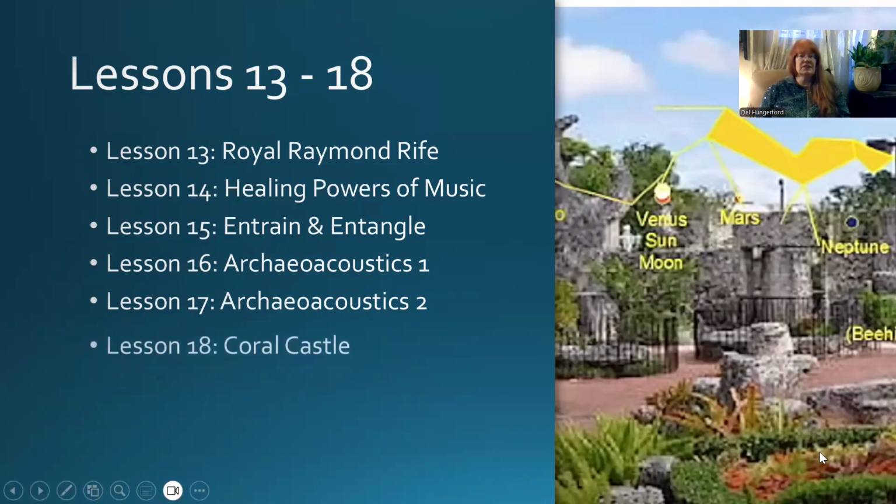Going on to lesson 18 is Coral Castle. And here's a picture of Coral Castle. It was single-handedly built by some dude named Ed Leedskalnin, and Coral Castle's in Florida. I give you lots of really good, yummy information about Coral Castle.